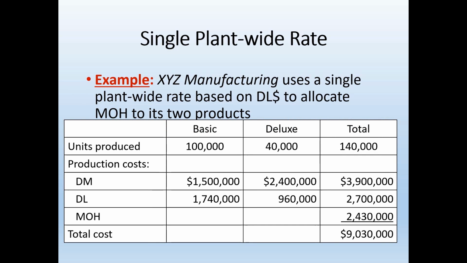Let's look at an example. XYZ uses a single plant-wide overhead allocation rate based on direct labor dollars to allocate overhead to its two products. The firm knows how many units of each product it made, and it knows how much direct material went into each product, and how much direct labor, because these costs can be traced. But what about manufacturing overhead? That's got to be allocated.